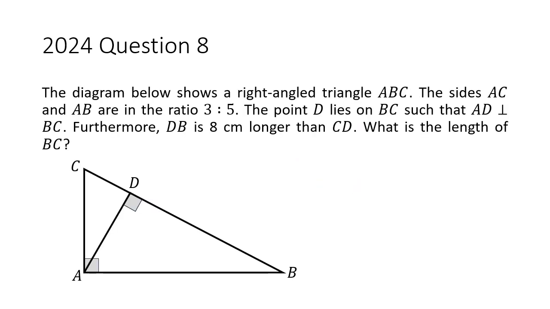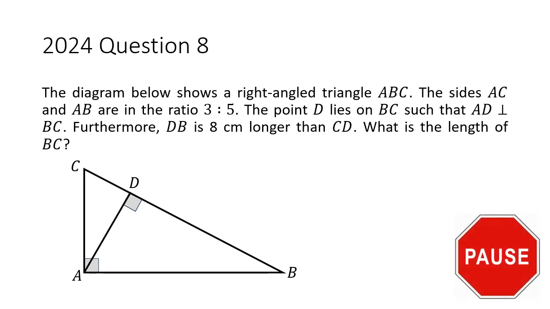Question 8. The diagram below shows a right-angled triangle ABC. The sides AC and AB are in the ratio 3:5. The point D lies on BC such that AD is perpendicular to BC. Furthermore, we are told that DB is 8 cm longer than CD. What is the length of BC? Pause the video here and give this question a good try.